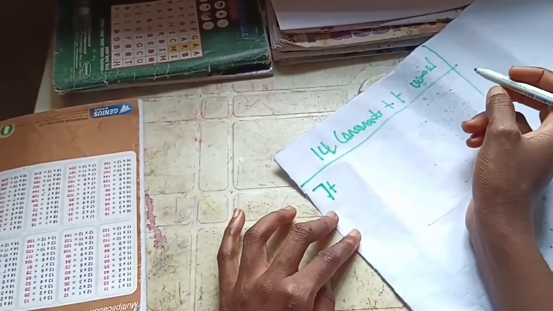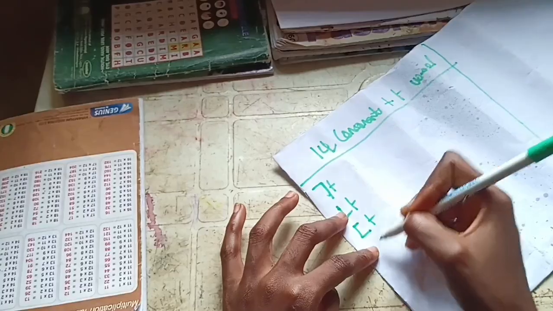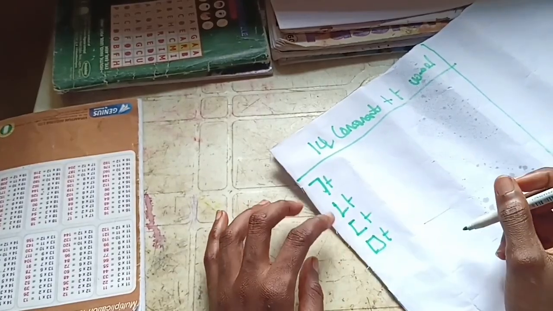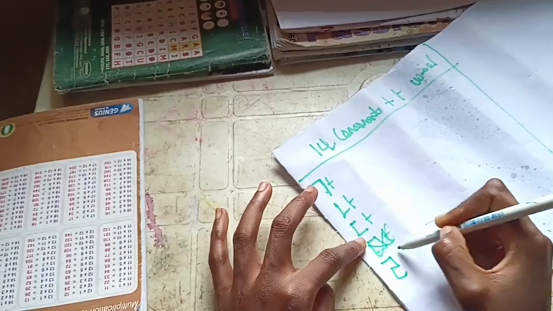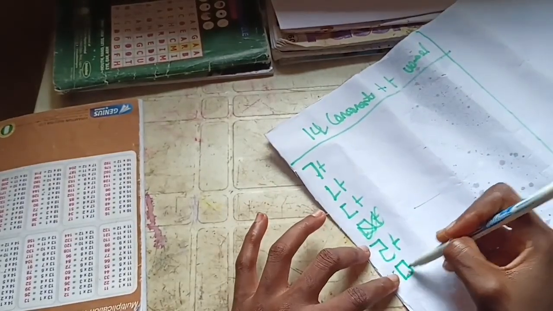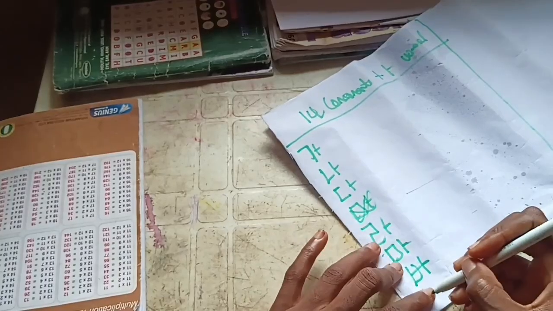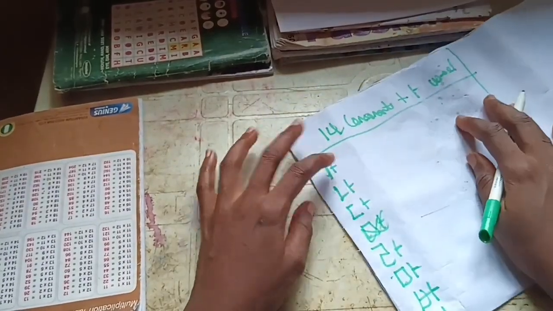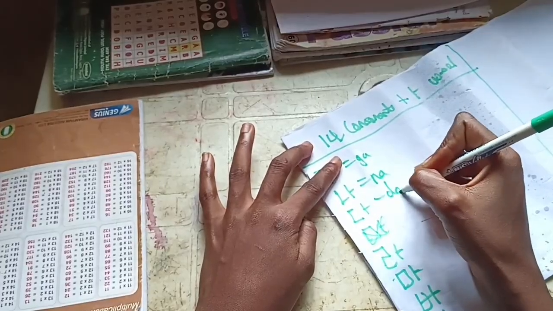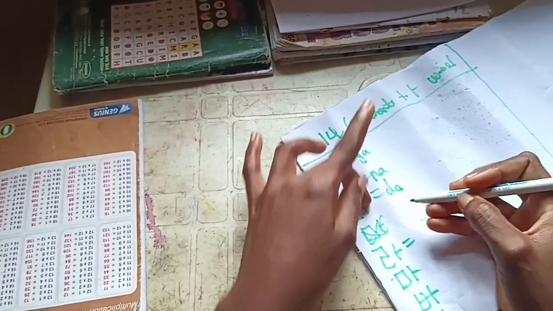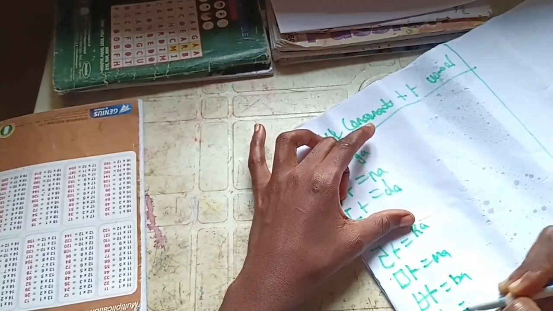So ga, na, da, ma, ga, na, da, ra, ma, ba, sa. So ga, na, da, ra, ma, ba, sa.